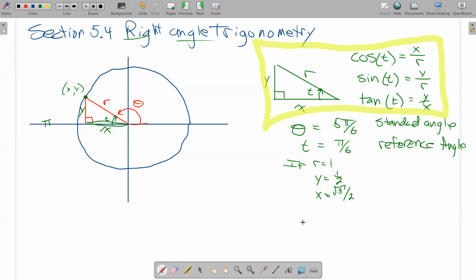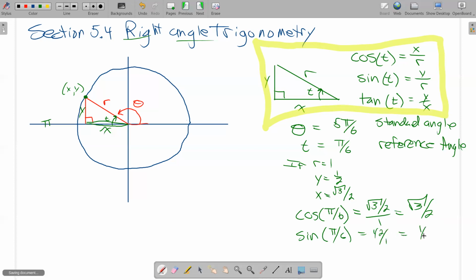So then for this particular angle here, I can tell you what each of those are. So for example, the cosine we should know of 5 pi over 6. Oh no, I'm using the reference angle, I lied. Just pi over 6. That's going to be the x value divided by the radius. So square root of 3 over 2 over 1, which is just the square root of 3 over 2. And then the sine of that reference angle is going to be the y value over the radius. So 1/2 over 1 is just 1/2.